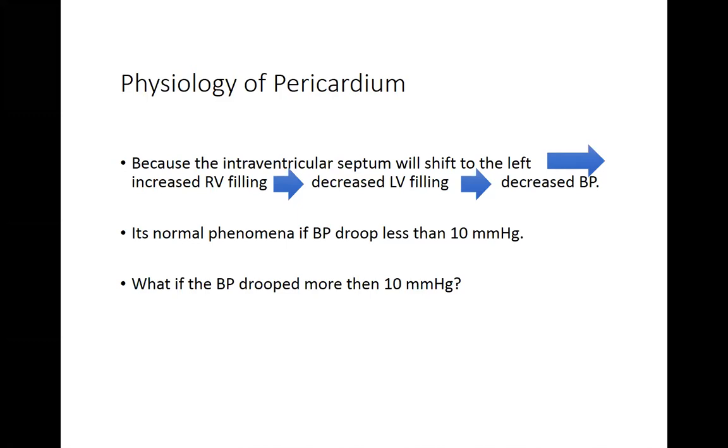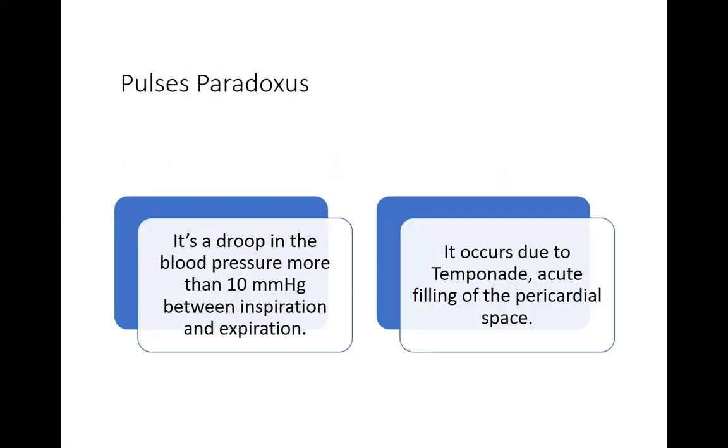What if the blood pressure drops more than 10 millimeter mercury, guys? What do we call this phenomenon? We call it pulsus paradoxus. Okay, can you tell me what's pulsus paradoxus? Drop in blood pressure more than 10 millimeter with deep inspiration. Excellent. So you can see that pulsus paradoxus is a drop in the blood pressure more than 10 millimeter between inspiration and expiration. And this happens due to tamponade or acute filling of the pericardial space. This is very important.